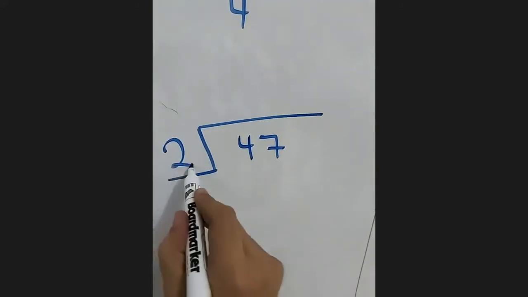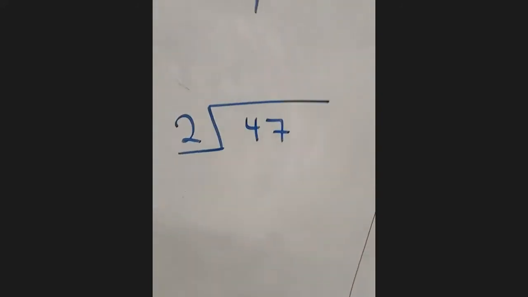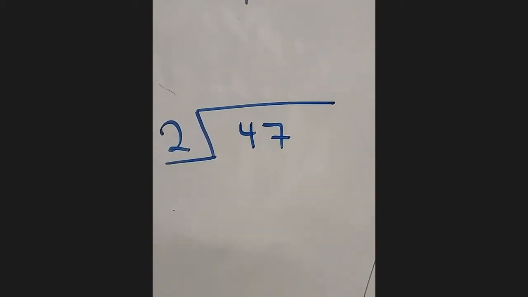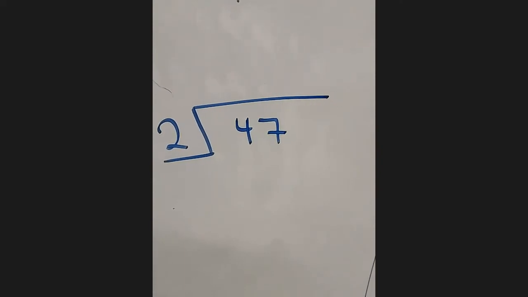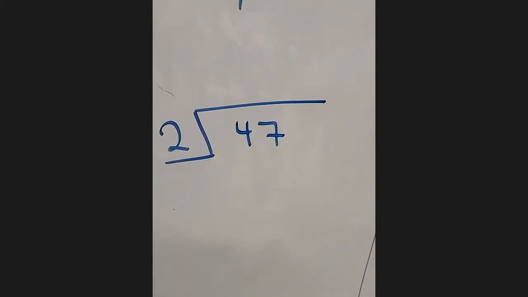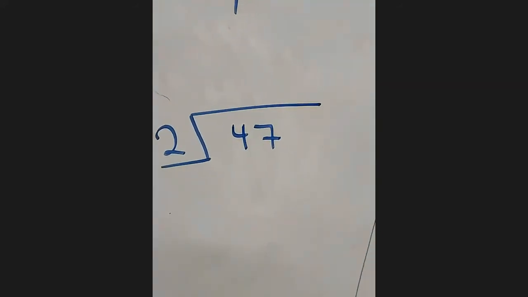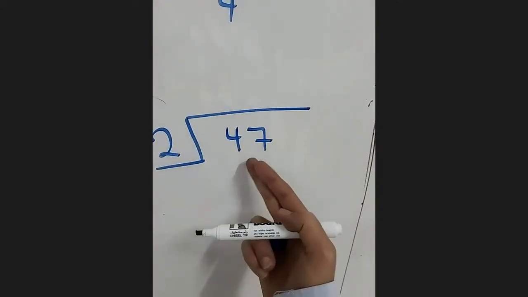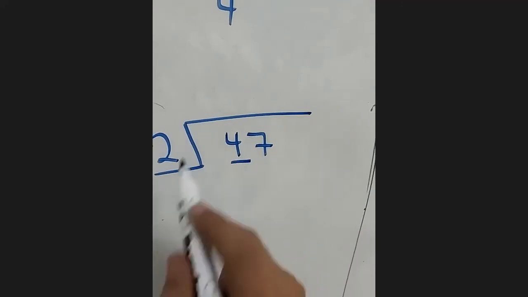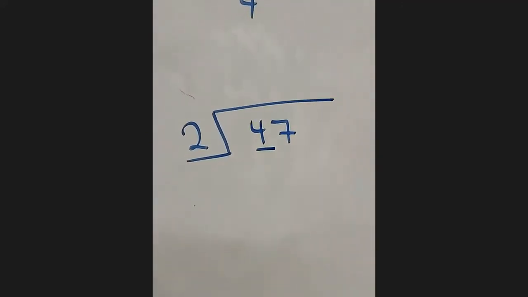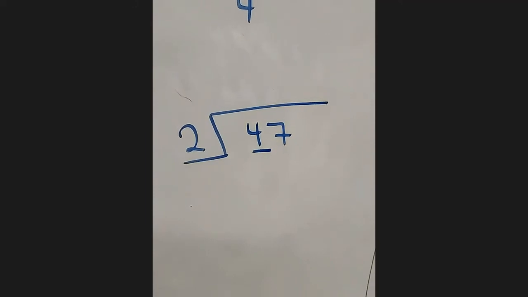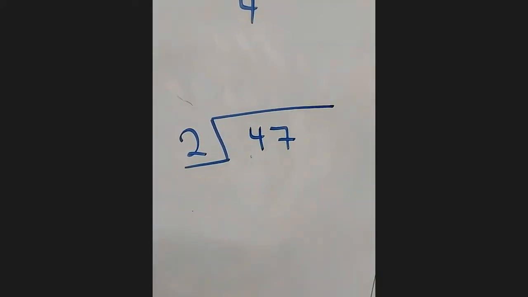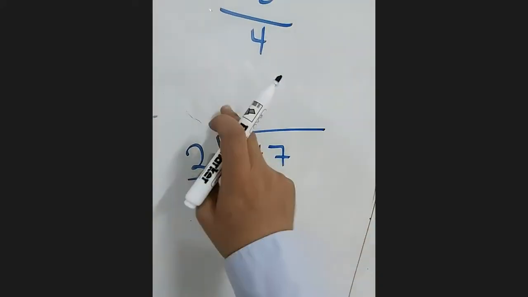47 divided by 2. Can you solve it? Yalla, do it with me now. From where do we start, Shoman? From the 2. Okay, from where do we start, my dear? From the 4, right? We don't start from 47. We start from 4 only, right? Why? Because we want to put the 2. Because 4 is bigger than 2, so we start with 4. Understand?